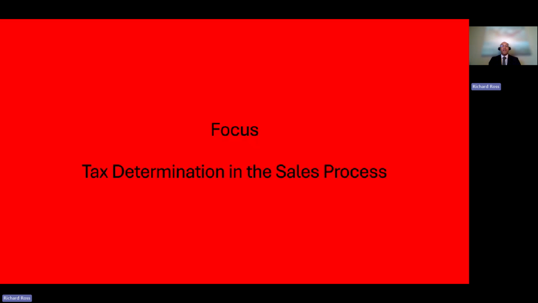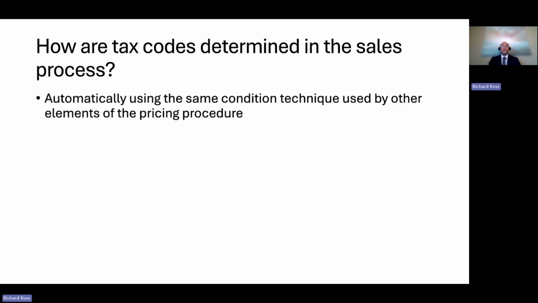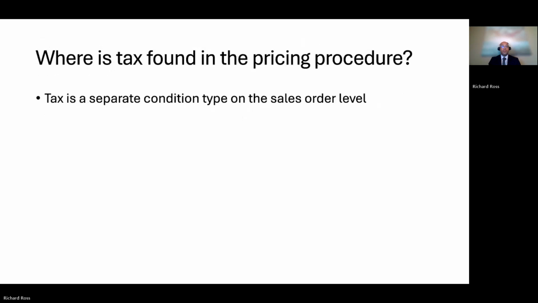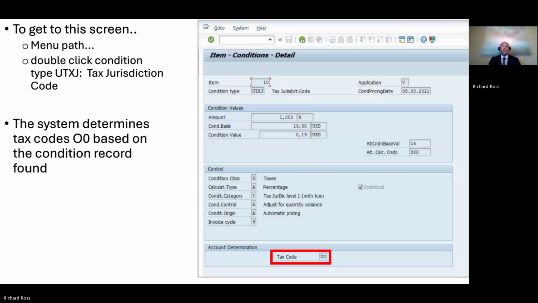Switching focus now to tax determination in the sales process. How are tax codes determined in the sales process? Automatically, using the same condition technique used by other elements of the pricing procedure. Where is tax found in the pricing procedure? Tax is a separate condition type on the sales order level. To get to this screen, you follow a menu path where you eventually double click the condition type UTXJ, tax jurisdiction code. The system determines tax codes based on the condition record found.